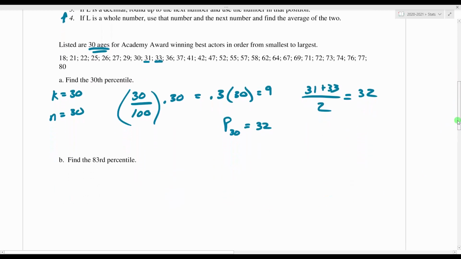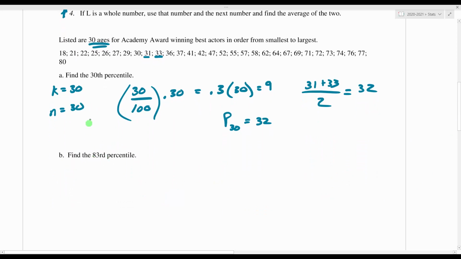So let's try it again. This time we're going to do the 83rd percentile. And remember what a percentile does is it chops up your data into two groups. So there's the bottom 83% and the top 17%. So it divides it into like a top and a bottom group. All right, well, let's give this one a try and see what we get.